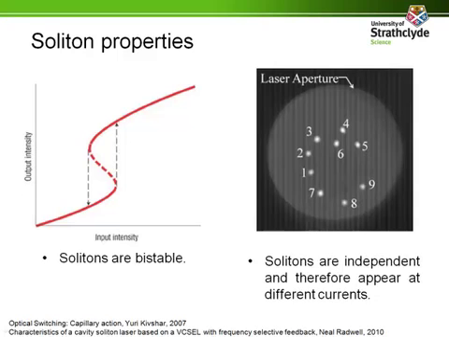So a few properties now. On the left hand side, it shows you that the solitons are bistable. That means you've got two stable solutions for the same input intensity, so you can switch them on and off using the same input power. On the right hand side you've got a couple of dots numbered. They're all solitons, but they are also independent, so they show up at different currents. Soliton number 1 shows up between number 8 and so on.